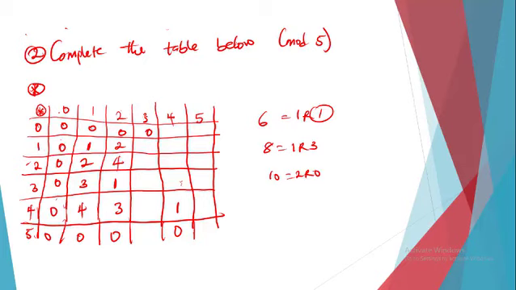We'll go back to this. 1 times 3 will give us what? 3. 2 times 3 will give us 6. And 6 is equal to 1. 3 times 3 will give us 9. And 9 is equal to 1 remainder 4. So we have here to be 4.